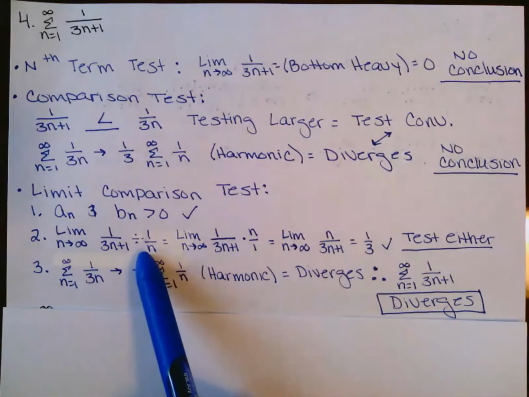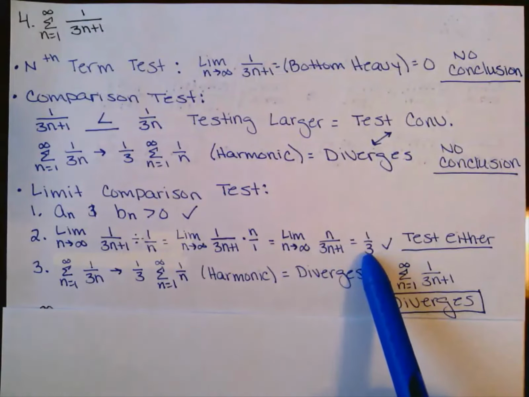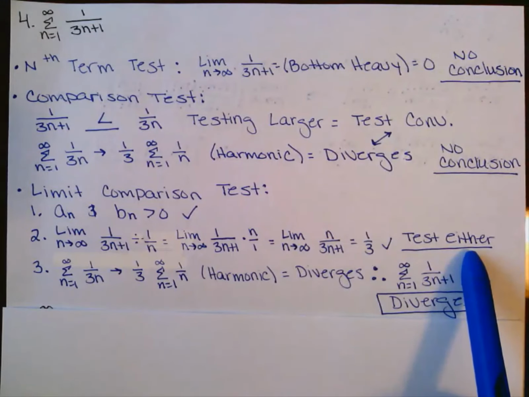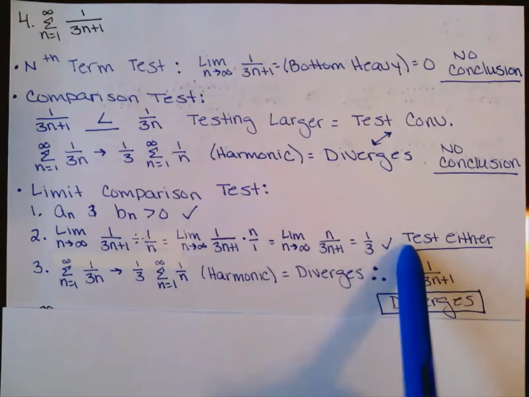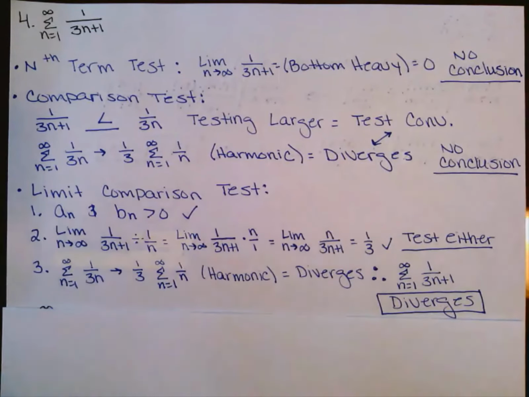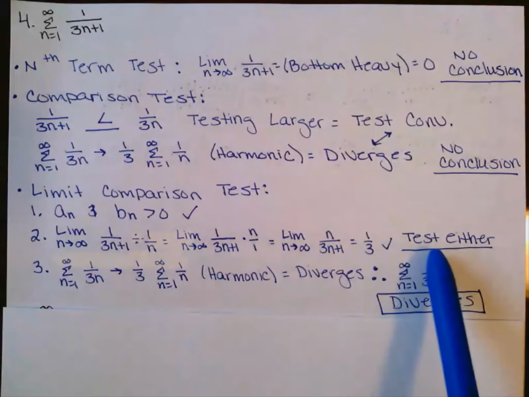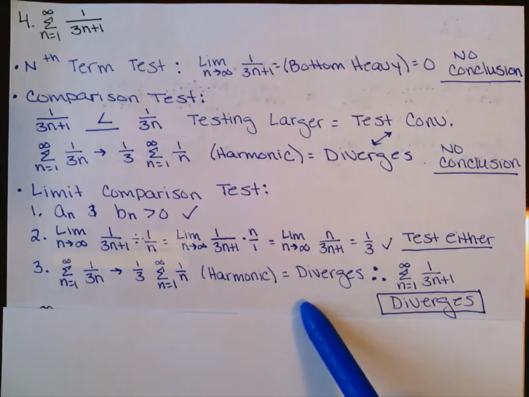Even if I would have used 1 over 3n, this would have come out as 3 over 3, which is 1, which is still a number between 0 and infinity. When it's in between 0 and infinity, I can test either, okay? Step 3 is that if these two are true, then the answer to the series of the one that I'm comparing will prove convergence or divergence for the original one. So notice that step 3 is exactly what I did on this step, but because step 2 told me I can test for either, that divergence that I got from here will confirm that this indeed is divergence, okay?